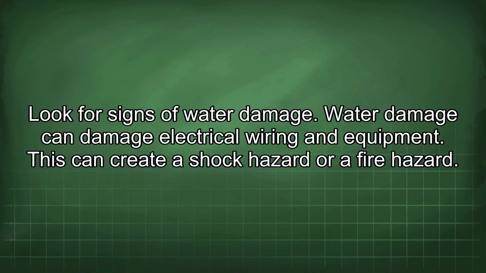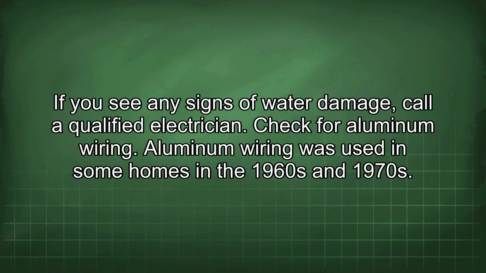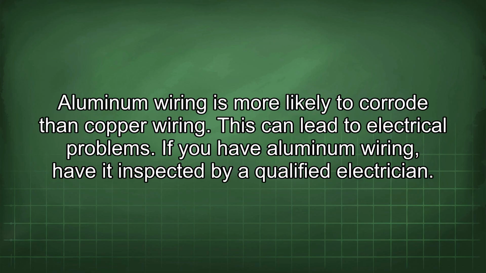This can create a shock hazard or a fire hazard. If you see any signs of water damage, call a qualified electrician. Check for aluminum wiring. Aluminum wiring was used in some homes in the 1960s and 1970s. Aluminum wiring is more likely to corrode than copper wiring. This can lead to electrical problems.